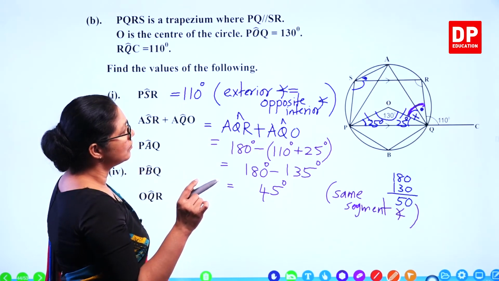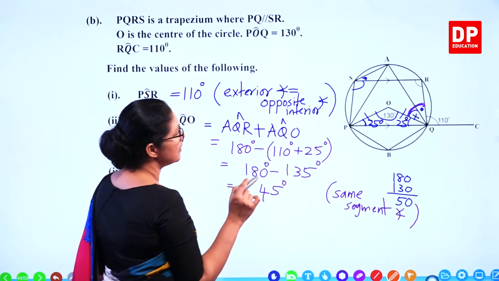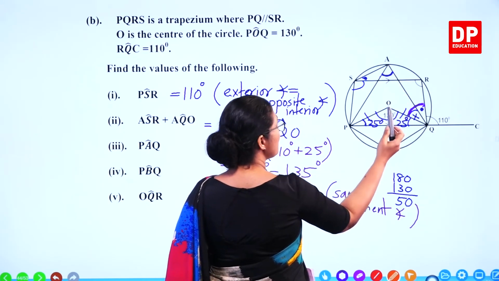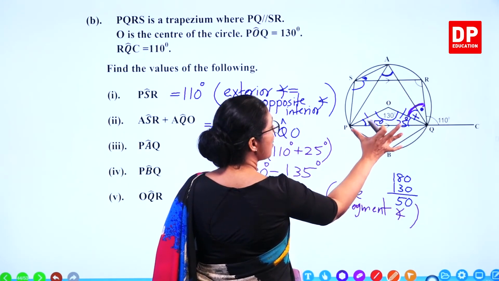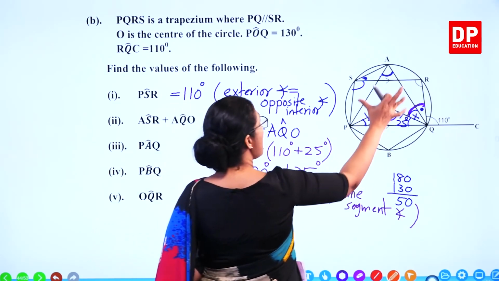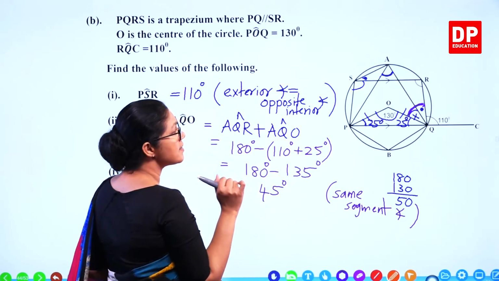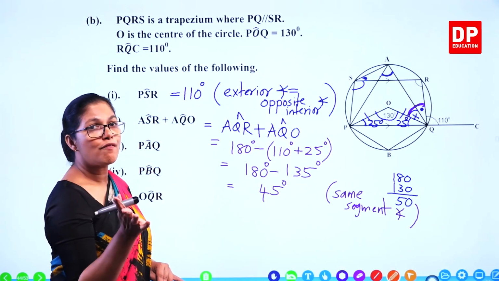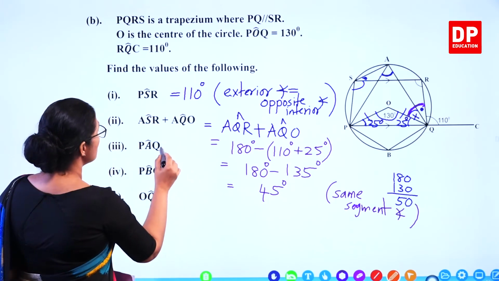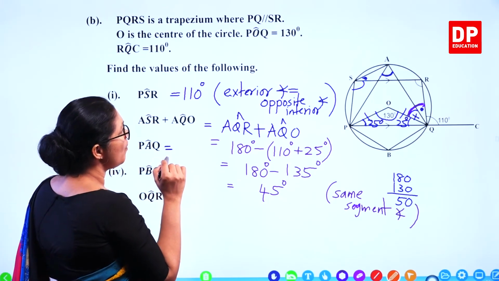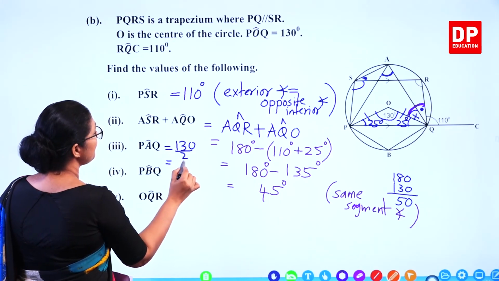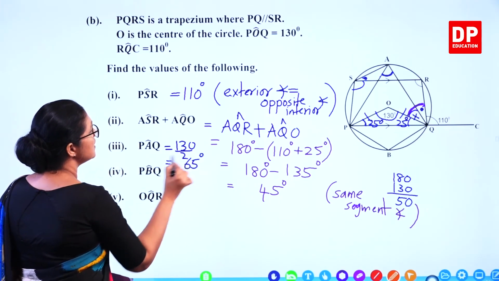PAQ. What is this angle? That's also easy. Look carefully. PQ arc. This is the angle subtended at the center. This is the angle subtended on the circumference. That's half of 130. So you can say PAQ is 130 divided by 2, 65 degrees.